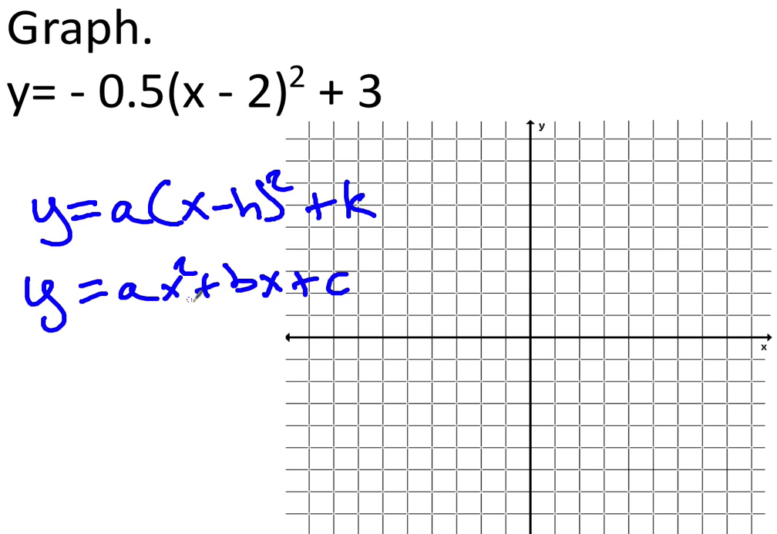In this case, the vertex is at the point h comma k, and so you can find those really easily just by looking at the graph. The a value is the same in both cases, but in vertex form, the vertex is easily accessible. So if the vertex is at the point h comma k, then the axis of symmetry is at the line x equals h. So let's use that to graph this example that we have up here.